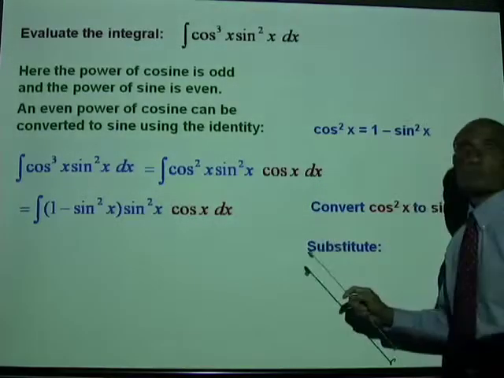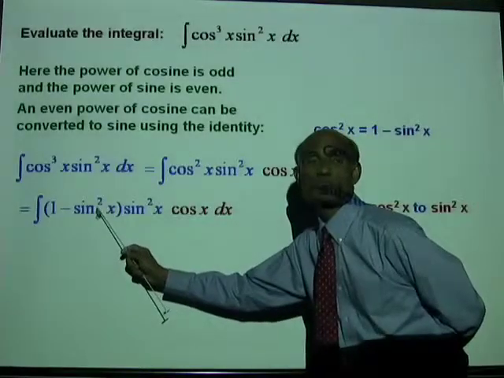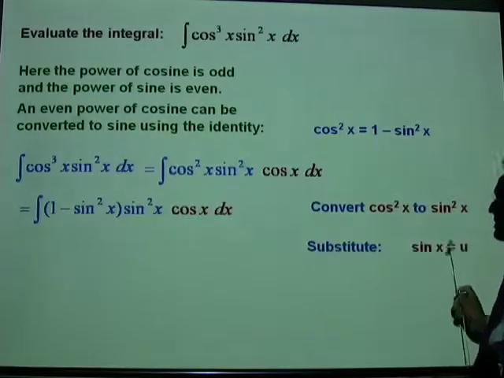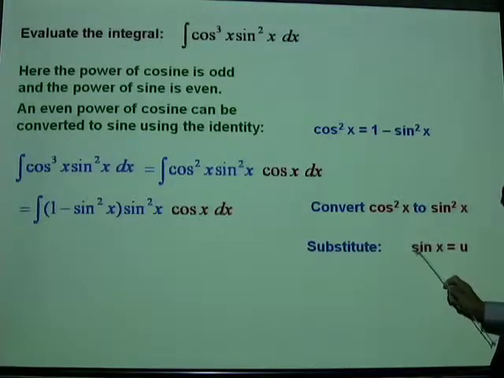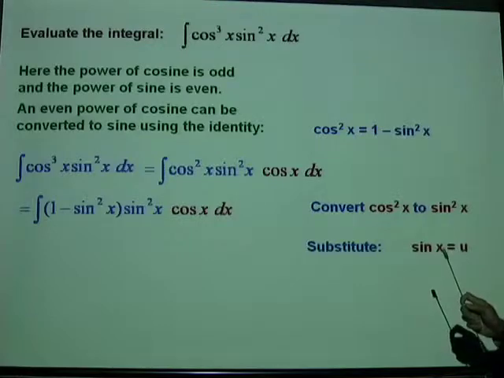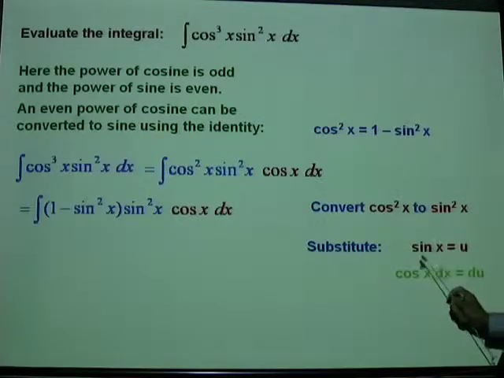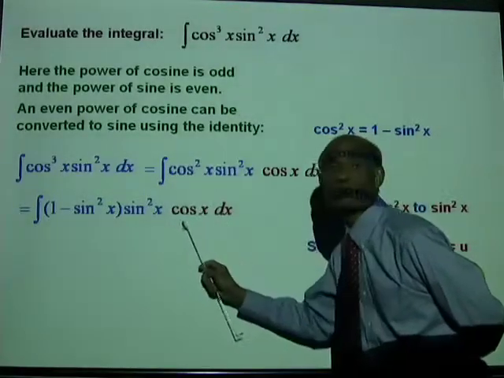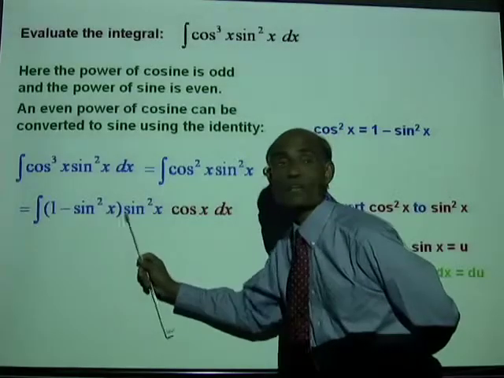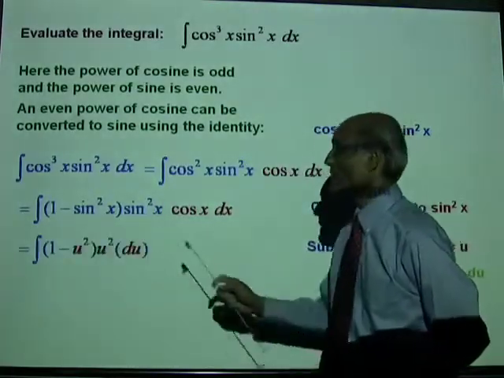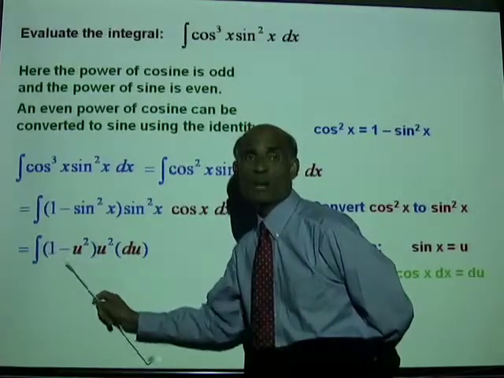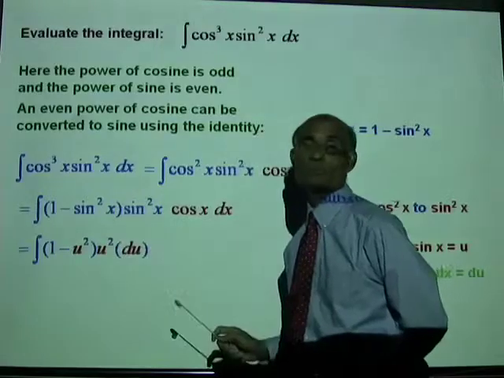Now we can substitute. Substitute what? We can substitute sine x equal to u. Find the differential of both sides. Differential of sine x is cos x dx equal to du. So this cos x dx will become du when sine x becomes u. And that gives you integral 1 minus u squared times u squared du.